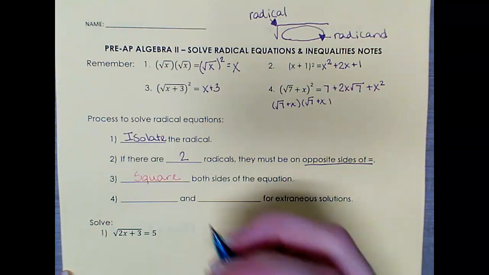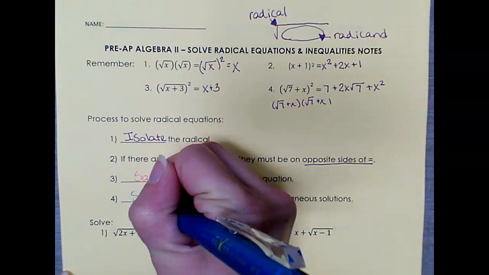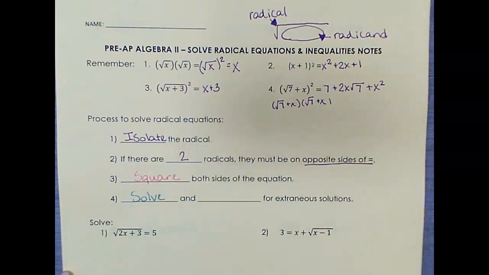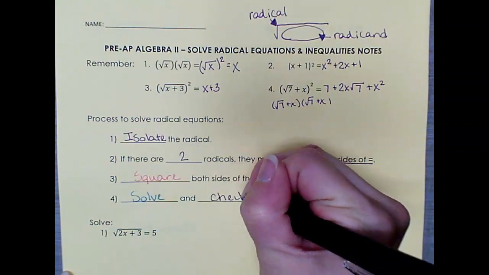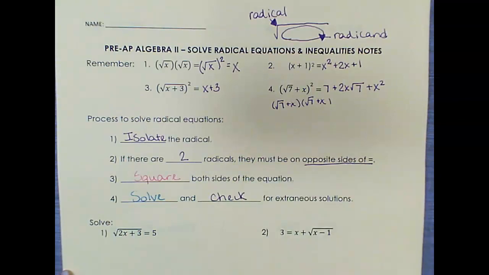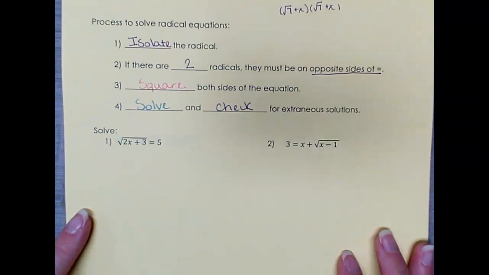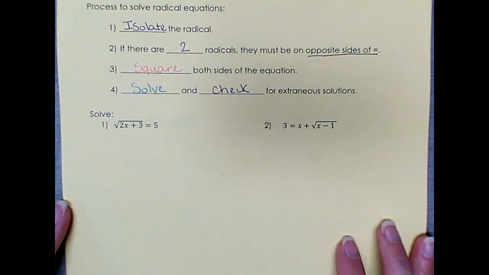And our last step is going to be to solve and check for extraneous solutions. So values that seem like they would be a solution, but whenever you substitute them back in, it turns out that they're no good. So we want to check for those and make sure we don't include those in our final answers. So I'm going to move this up. I'm going to keep my instructions there.